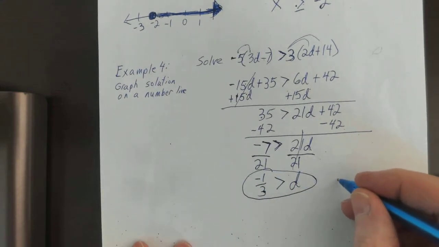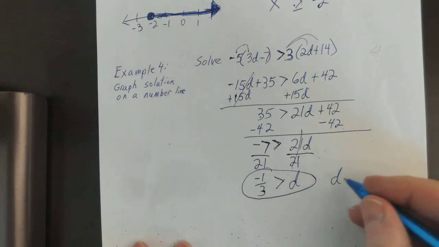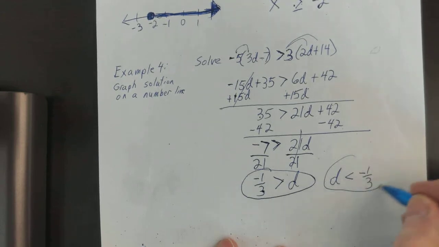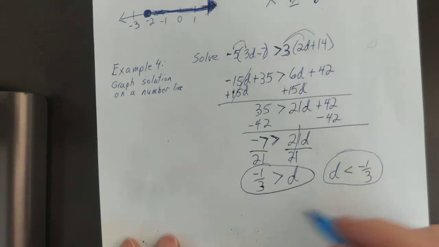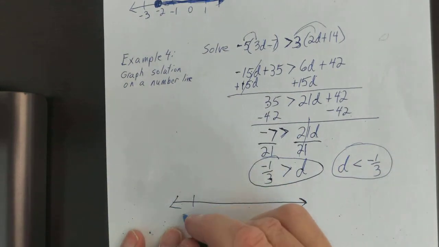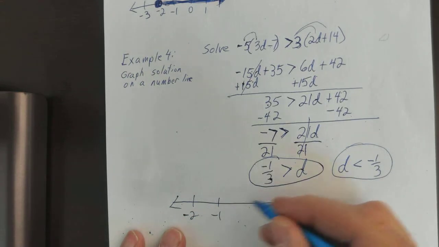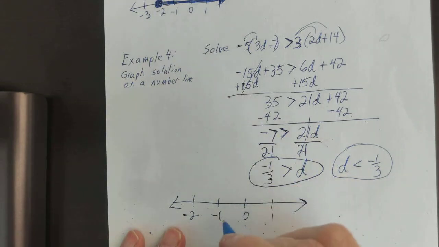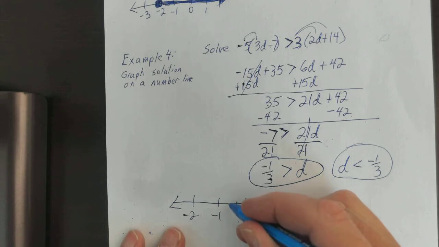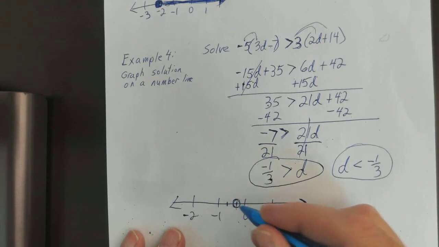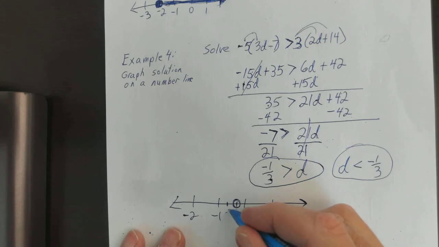Now, I like to write it with the d first. The inequality is pointing at it, so I'm going to keep it pointing at that. And then so d is less than negative 1/3. On the number line, let me put negative 2, negative 1, 0, and 1. And if I split this up to 1/3, 2/3, and this is 3/3, negative 1/3 would be this one. And I'm going to put an open circle here. This is at negative 1/3. This is negative 2/3.